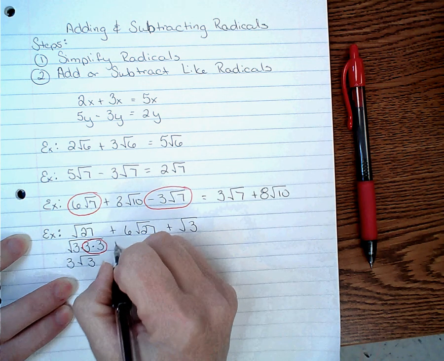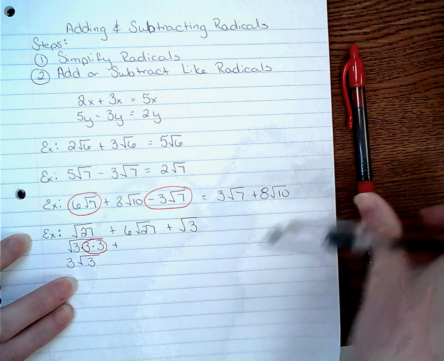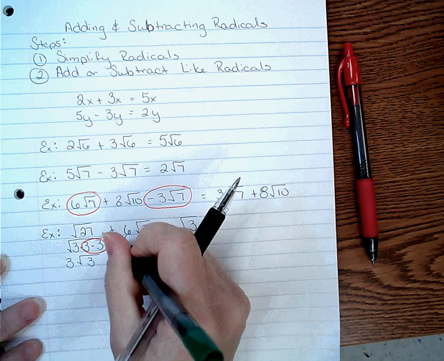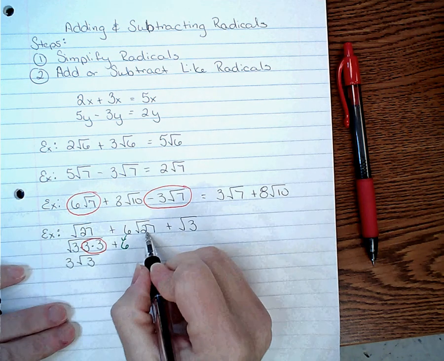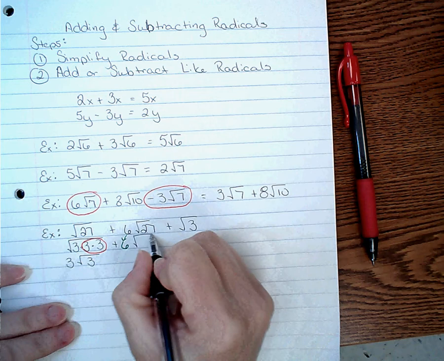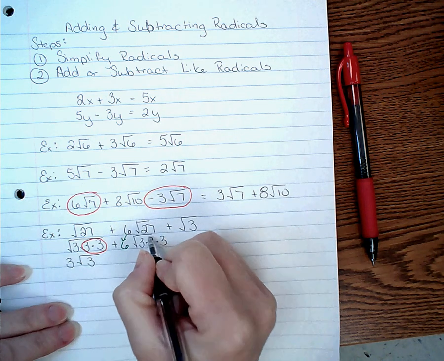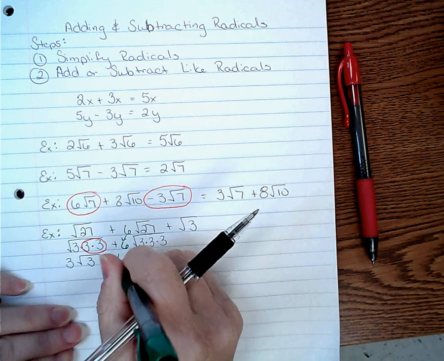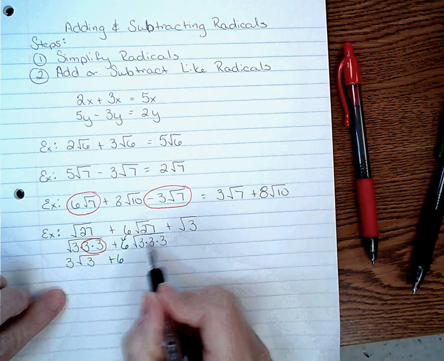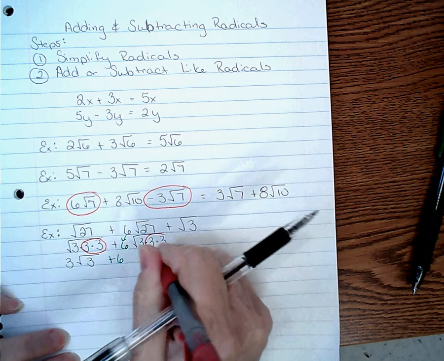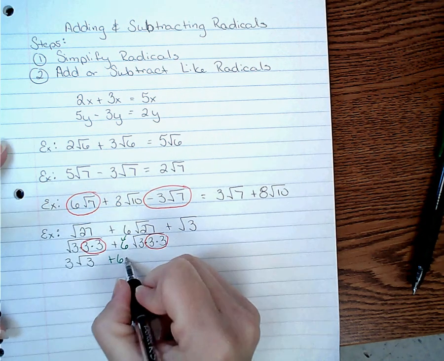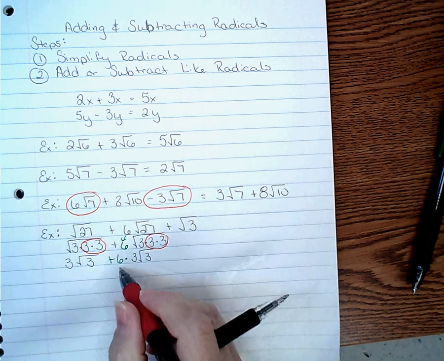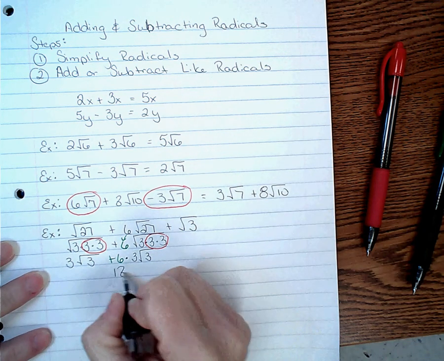Then I'm going to bring down this 6, so let me show you bringing down the 6. So that 6 stays there. But again, radical 27, we just said, breaks down to 3 radical 3. So I have that 6 times 3 radical 3. Well, 3 radical 3 times 6 makes this 18 radical 3.